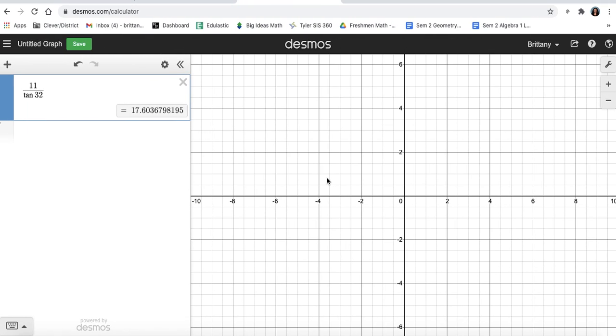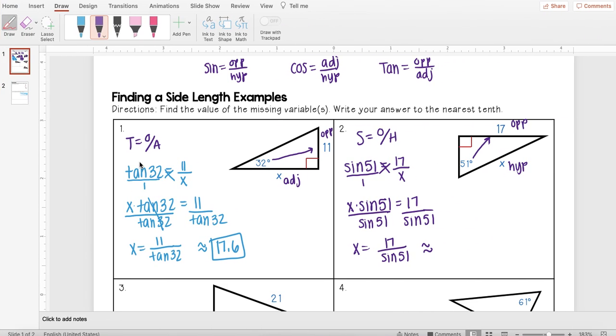And then you need to put that into Desmos again. So I'm going to have 17. To get the division sign, you're going to hit the slash button, which is the same key as your question mark. And then I'm going to type in sine, and then 51. And when I round that to the nearest tenth, I get 21.9.